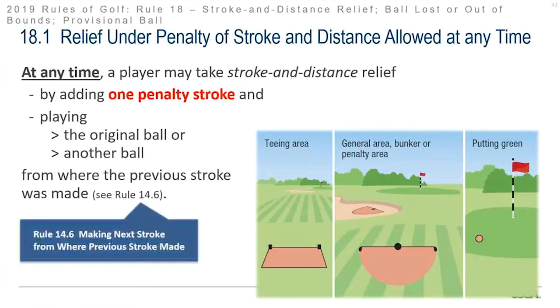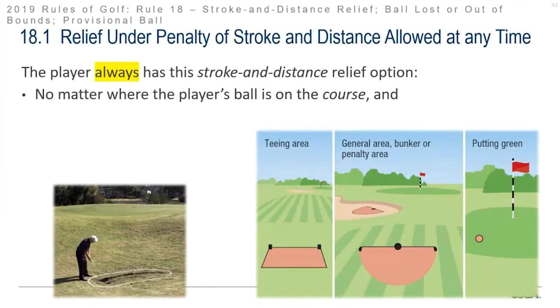All right, so talking about 18.1. Again, at any time, bold and highlighted there. A player may take stroke and distance relief by adding one penalty stroke by playing the original ball or a substituted ball from where the previous stroke was made. And this is going to be true in the teeing area, the general area, a penalty area, a bunker, or the putting green, anywhere on the golf course. We do have specific relief procedures listed out in Rule 14 about what we're going to do to get that ball back in play in all these different areas. 14.6 is the rule that's going to cover that.